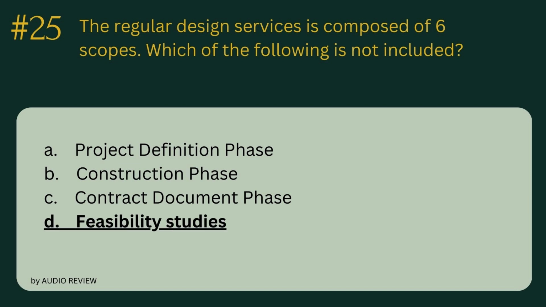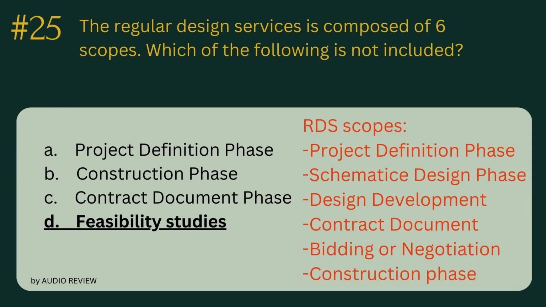Remember that SPP Doc 202 or the regular design services has 6 scopes, which are as follows. Project definition phase, schematic design phase, design development phase, contract document phase, bidding or negotiation phase, and the construction phase.